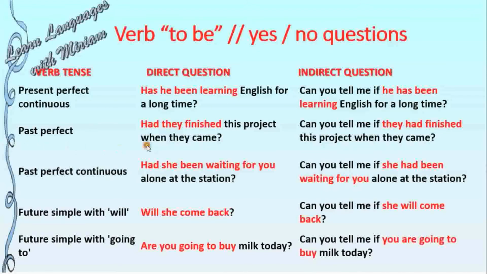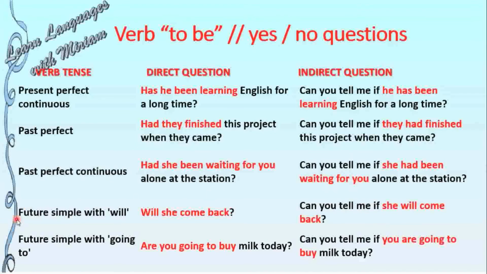Past perfect. Had they finished this project when they came? Can you tell me if they had finished this project when they came? Past perfect continuous. Had she been waiting for you alone at the station? Can you tell me if she had been waiting for you alone at the station?